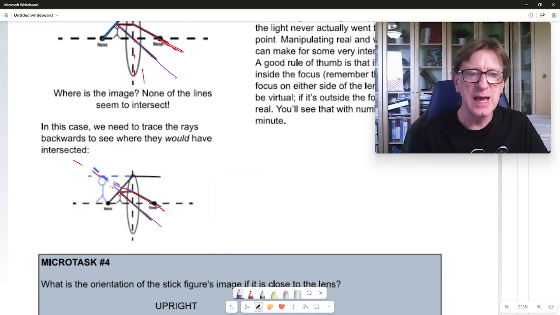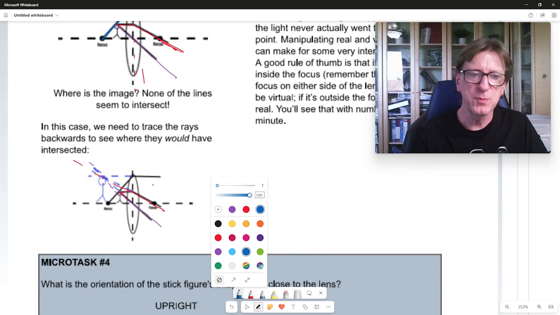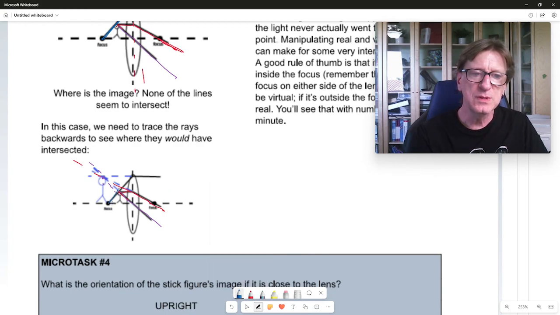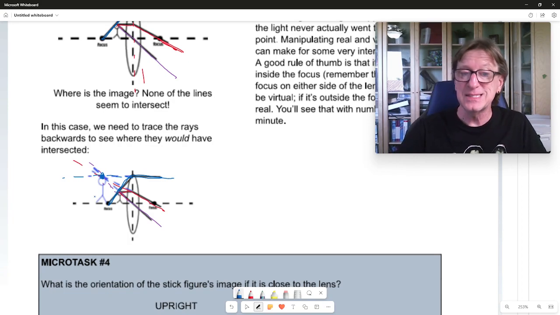So I'm going to trace that back, and you see that it intersects up here. And then finally, our third principal ray went through his foot this way, or went from the center through his head this way. And so if we trace that back, it comes right back. So you see that they do intersect, but they intersect on the same side of the image.